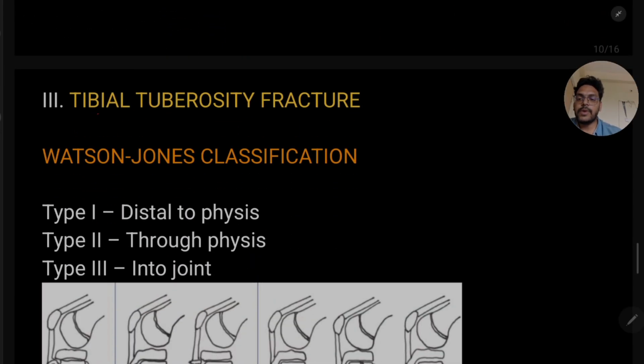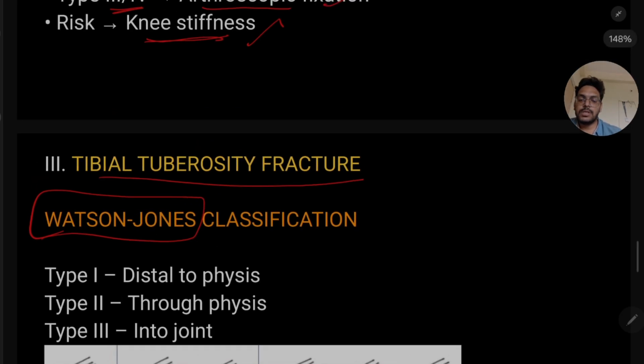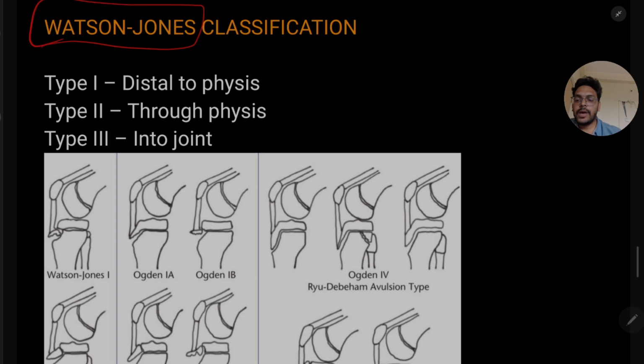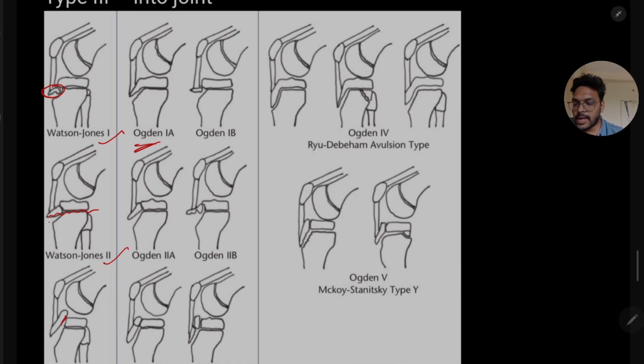Coming to tibial tuberosity fractures, the anterior tibial tuberosity is classified by Watson and Jones, later modified by Ogden. Watson and Jones has 3 types, mainly depending upon the physis. This is also for children. If the fracture is below the physis, it is type 1. If it is through the physis, at the level of the physis, it is type 2. If it is above the physis, it is type 3.